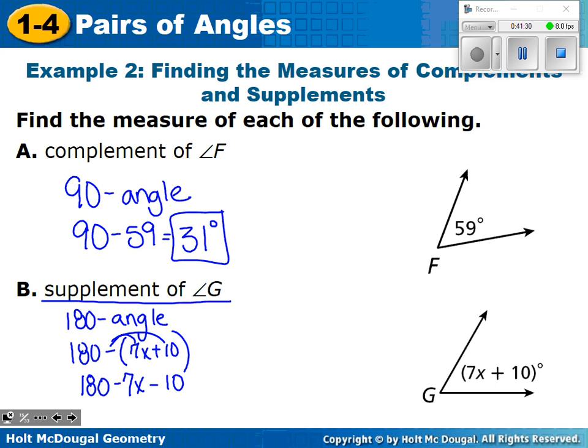Does that make sense? So be real careful. You're subtracting the entire expression, so you have to subtract all of it. Distribute the negative. And then simplify. What can you combine there? 180 and negative 10, so what does that simplify to? 170. So you could write it as 170 minus 7x.